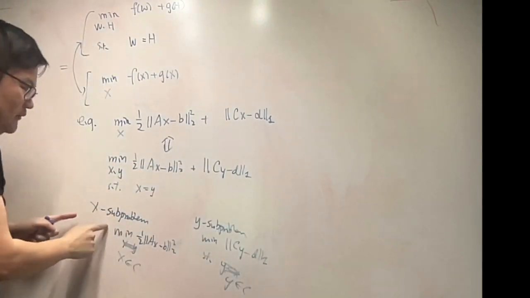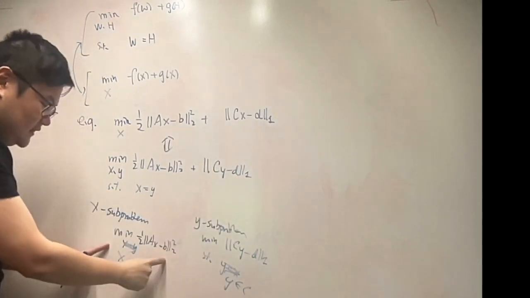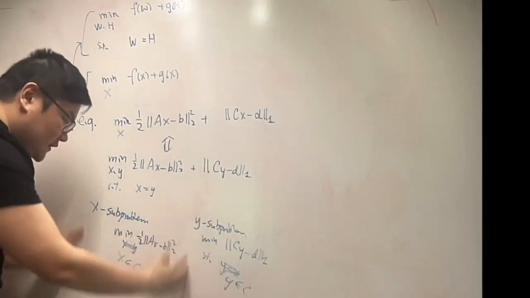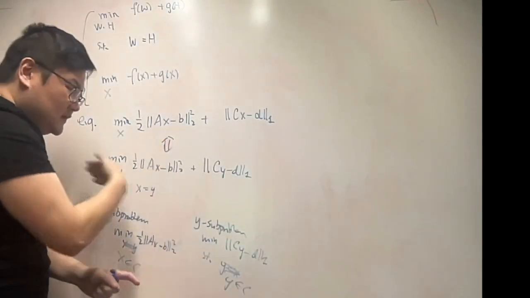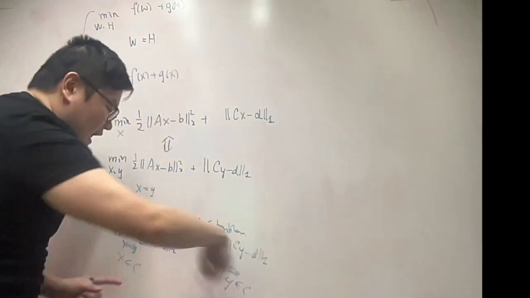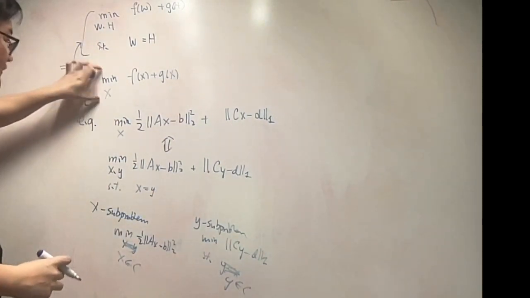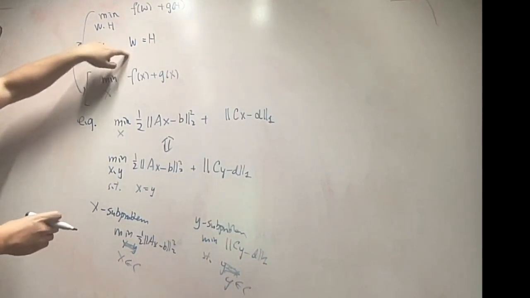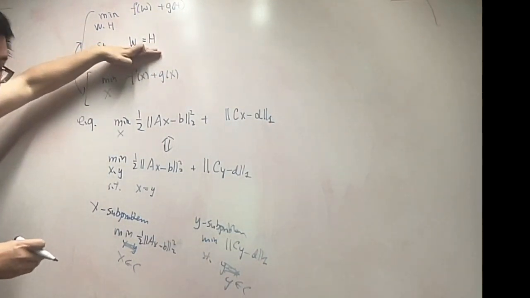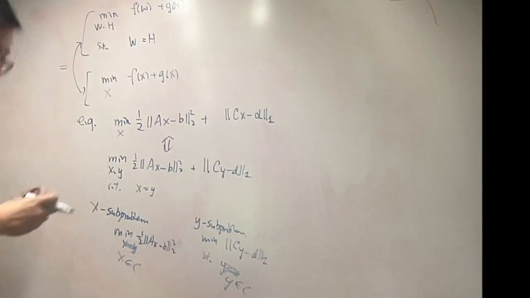On the x subproblem, I no longer need to care about this term. I only have this. Everything in this block is simple. And on the y subproblem, I don't need to care about this. I only have this one. Everything here is simple. So this is the idea. You have one variable, but you can artificially introduce another variable, and with this in mind, you get this thing. So this is the idea.